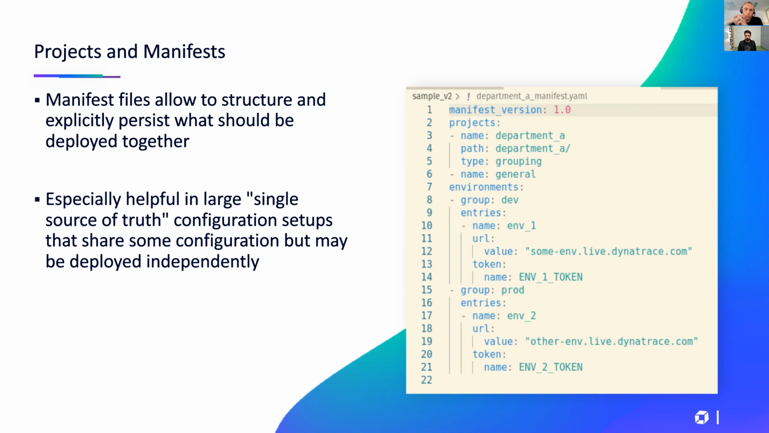So it's really just a structuring tool that allows me to explicitly, looking at one file, not looking at the CLI command specifically, say these things will be deployed to these Dynatrace environments. So really just, again, structuring was a big thing and making things less implicit. And we're going to take a look at one in a bit of detail in the demo.